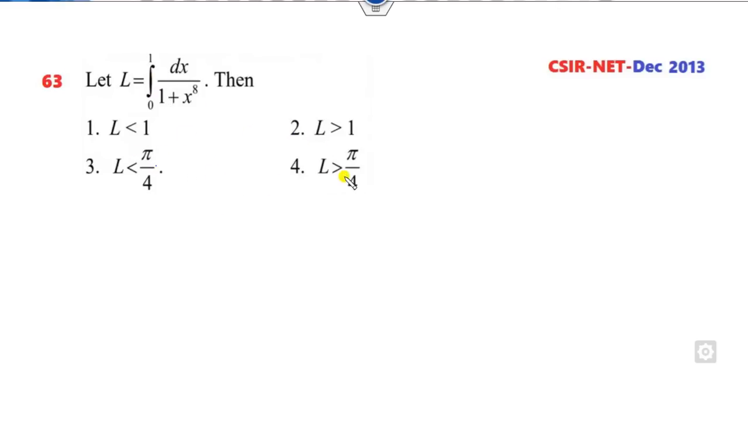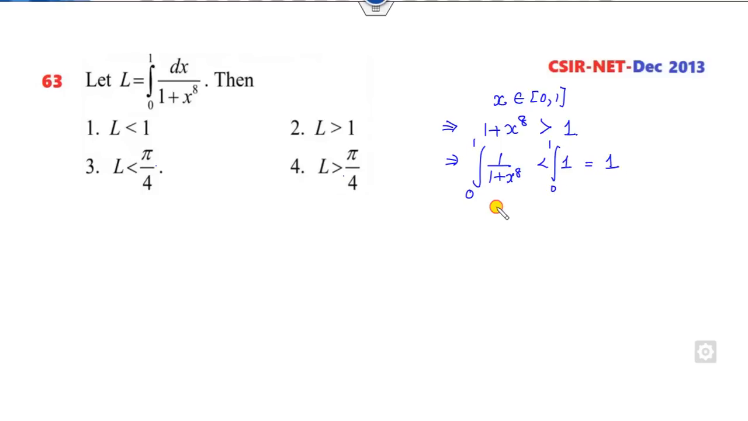The two integrals are from pi by 2 and one is from 0 to 1. Clearly 1 plus x raised to power 8 is always greater than or equal to 1. But here we need strict inequality, so 1 over 1 plus x raised to power 8 is always less than 1. Then you can integrate over 0 to 1. The integral of 1 is 1, and this is my L. So L is strictly less than 1 is the first right answer.